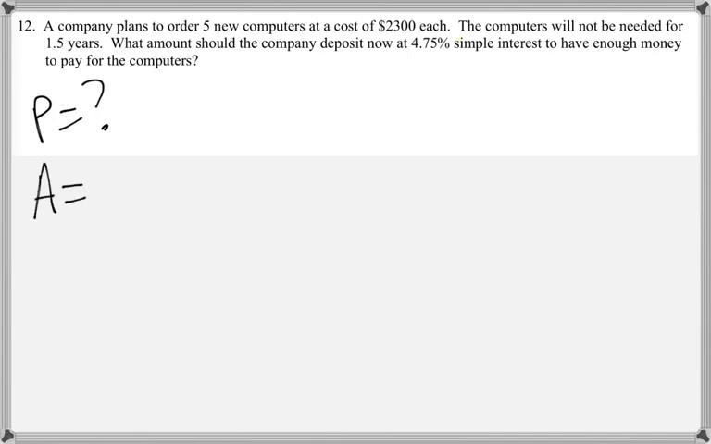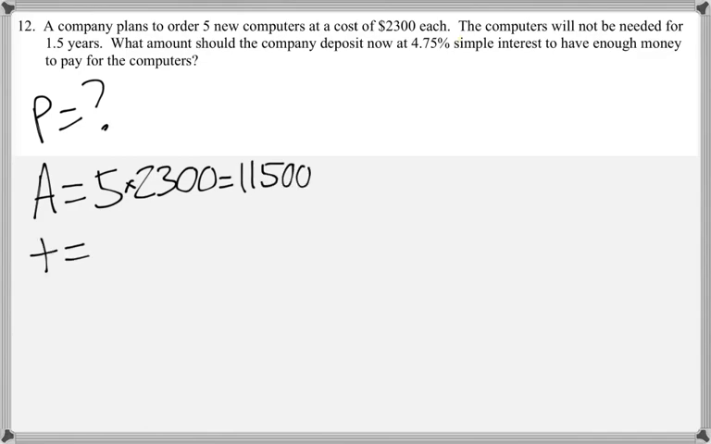The future value, they want 5 new computers at a cost of $2,300 each. So this is 5 times 2,300, which is 11,500. The time is going to be 1.5, and the rate is going to be 0.0475. So that is our information, and we want to use the A formula.